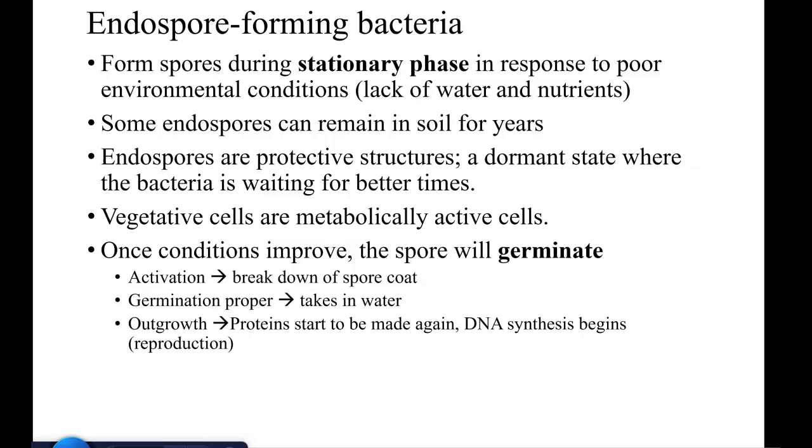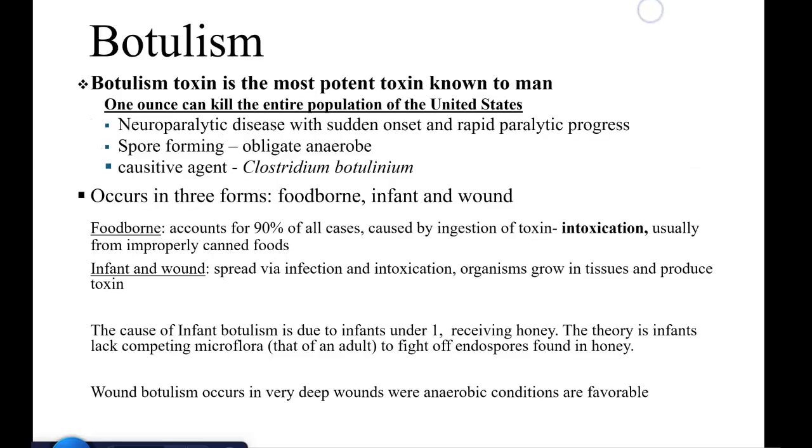So first, that spore coat would start to be broken down. It's going to start to take in water, and then it's going to start to grow. So it's going to start to go through DNA replication and making proteins, and then it would be back into that vegetative cell. So endospore forming bacteria are a big problem in not only clinical settings, but manufacturing settings as well, because they're really difficult to kill. Sometimes the best way is to actually kind of bring them back into the vegetative state, but that's not such a good idea.